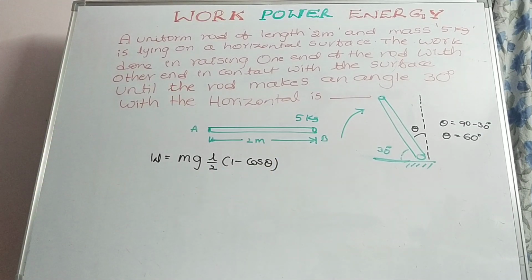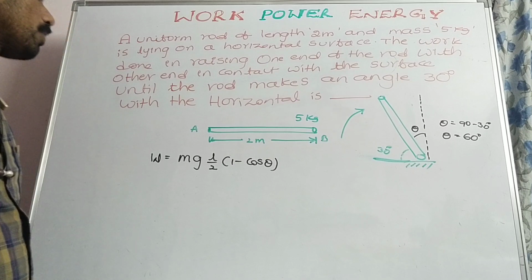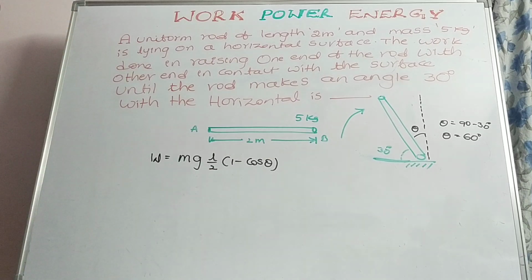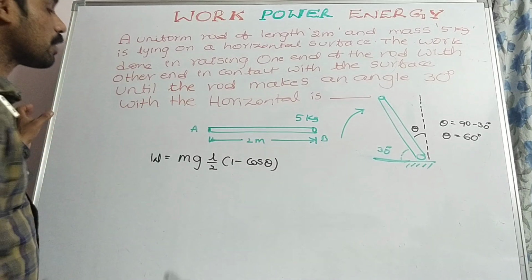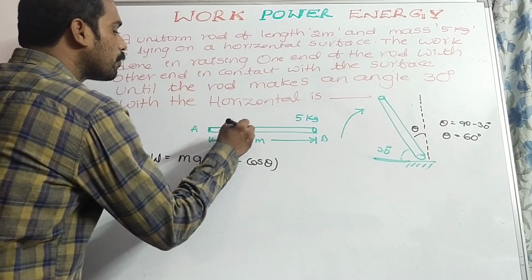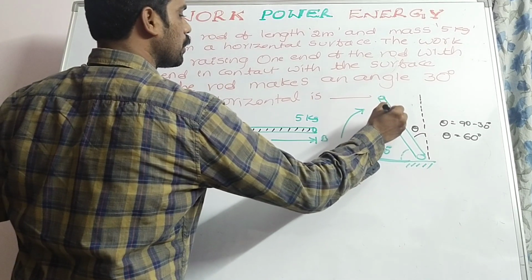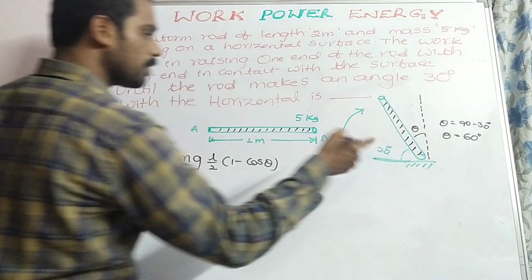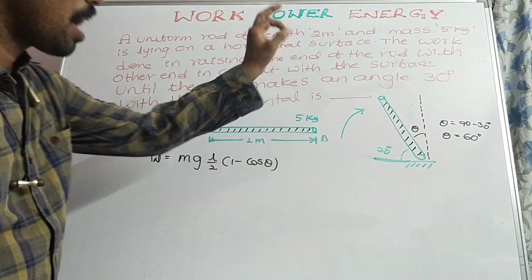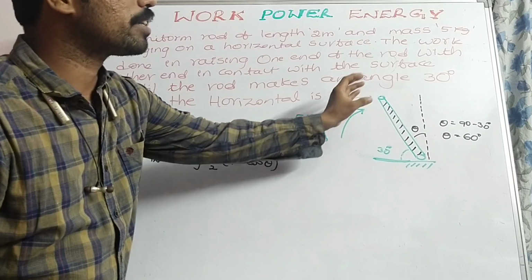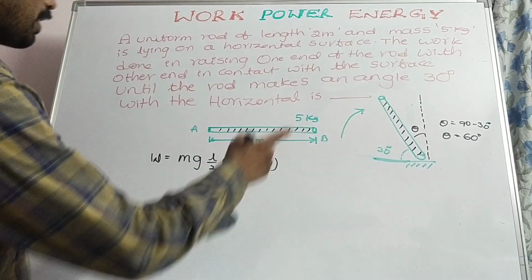What is the expression of the formula for that? W is equal to mgL by 2 into 1 minus cos theta in case of a uniform massive body. Here theta will be considered 60 degrees only. We have to take the angle the body makes with the vertical, like a suspended body.